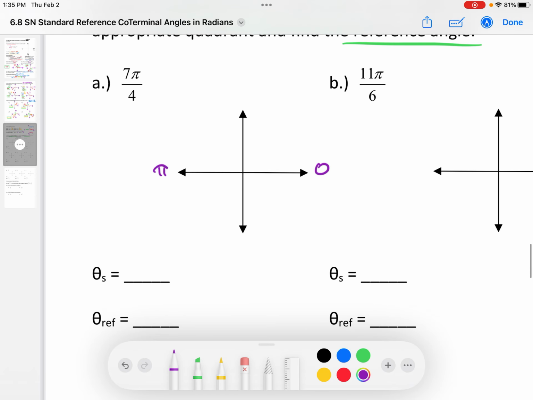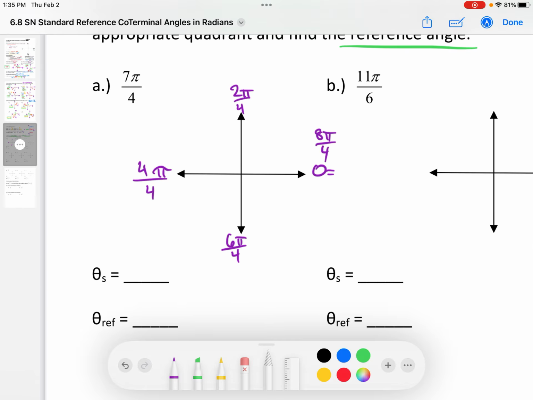So 0 is always on the right. Pi is always on the left. This is a denominator of 4, so we're going to number 4 pi over 4. And then half of that for up top is 2 pi over 4. That means we're counting by 2 in the numerator. 2, 4, 6 pi over 4, and then to 8 pi over 4.